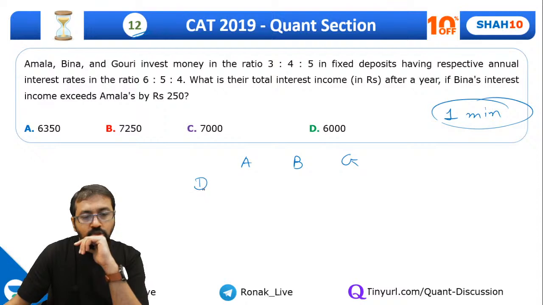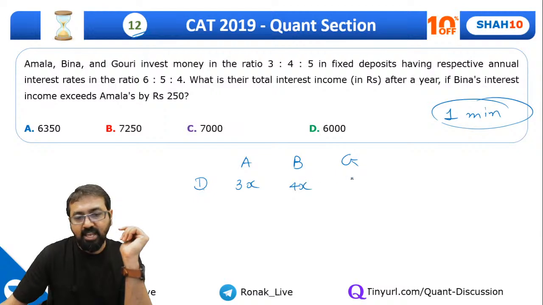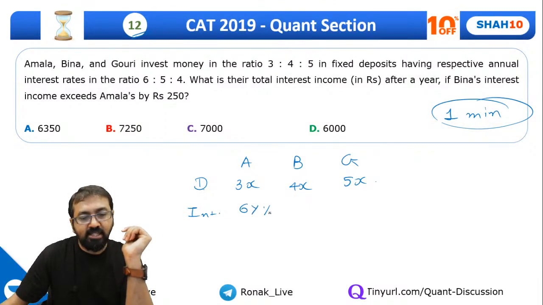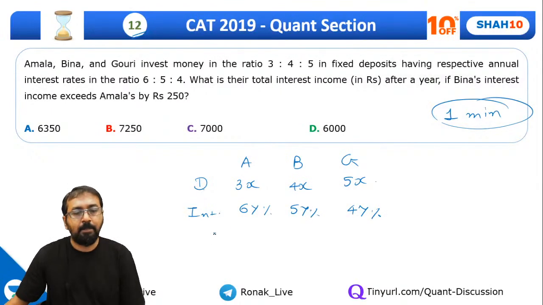Deposits. So deposits are in the ratio 3:4:5. So let's take 3x, 4x and 5x. And annual interest. So interest rates are 6:5:4. So let's take the interest rates as 6y%, 5y% and 4y%. So this is how you can do it, isn't it?